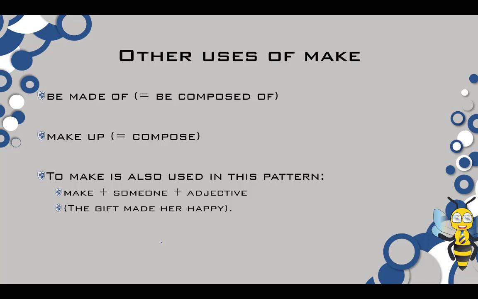For example, the gift made her happy. In this case, we're expressing that something or someone changed their status because of something else. So here we have the gift made her happy. We have made, which is the verb make. Then we have someone, a person. And finally, we have an adjective. We will never say something like the gift did her happy. We'll always follow this structure.